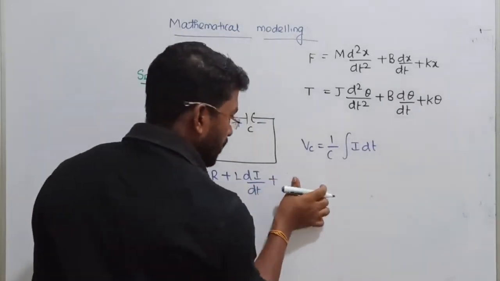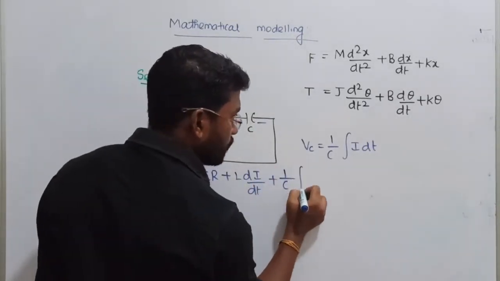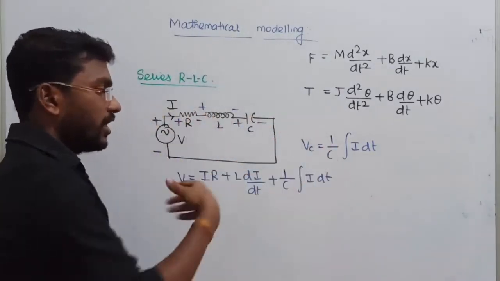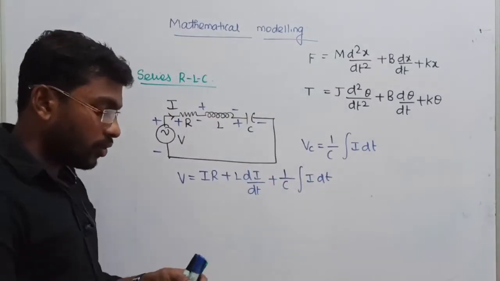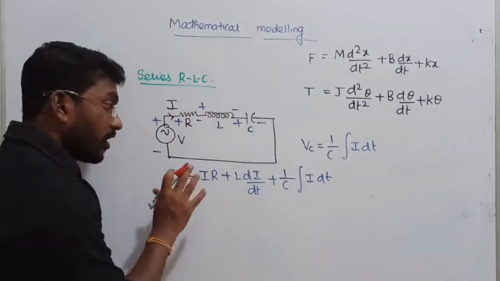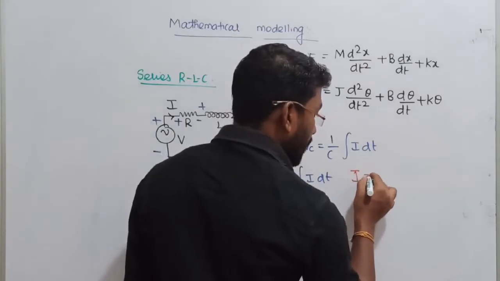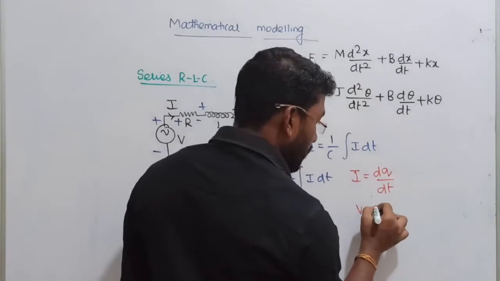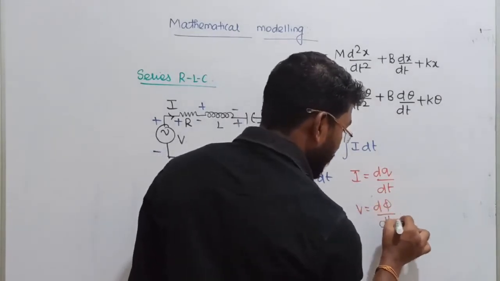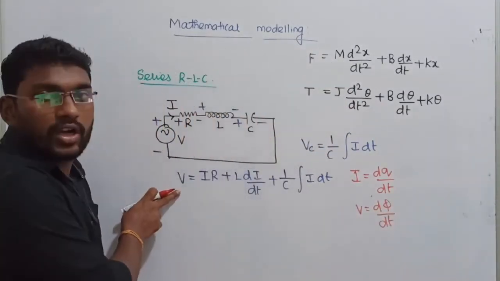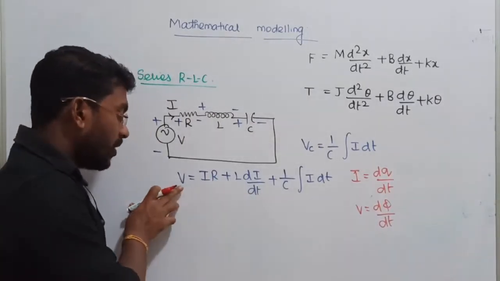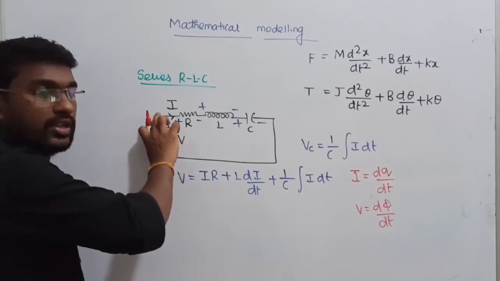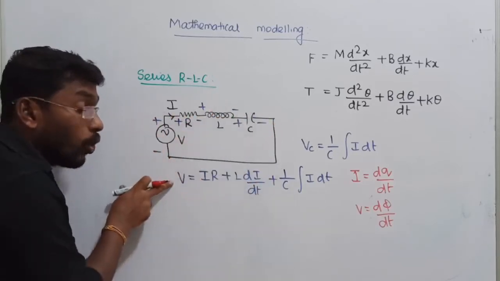Anyway, let me replace Vc. If you want to substitute, you can substitute. That is the KVL equation for the given system. Next, in case of a series circuit, for the current expression we are going to replace I by dq by dt. For the voltage expression, we are going to replace by d phi by dt. In a series circuit, the voltage is going to be the source. But in a series circuit, I told you, don't touch the voltage source, because a series circuit will be connected with the ideal voltage source.